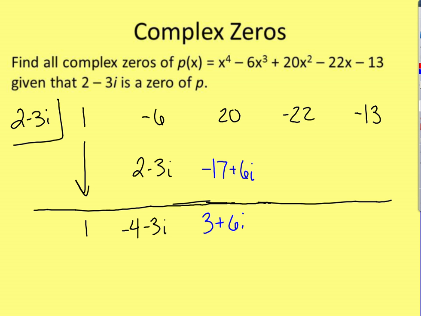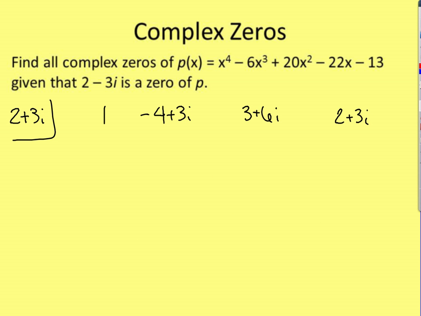Again, you are going to have to FOIL. When you're done, that's going to give you 24 plus 3i. If we FOIL again, that's going to give you a positive 13, and that gives you 0. So we do know that that is one of our factors. If we take the quotient from our first synthetic division and we use it for the second one, remember if 2 minus 3i is a 0, we also know that 2 plus 3i is a 0.